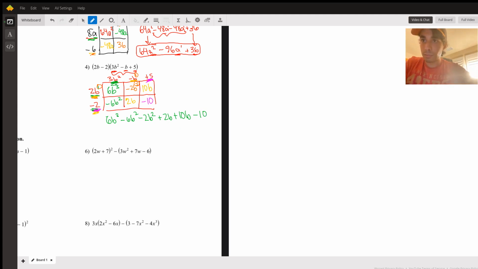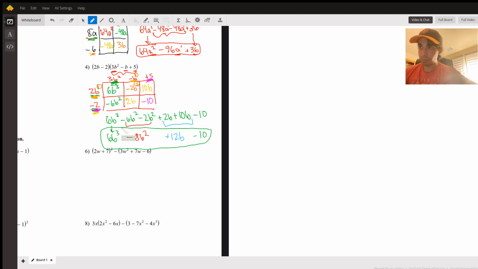All right. Let's look for our like terms. So I see some b squareds right here, and I see a group of b's. All right, so let's combine those. So 6b cubed is going to stay, right? No change here. And then we've got negative 6 minus 2. So that'll be negative 8b squared. And then over here we've got 2b plus 10b. That makes 12b. And then we've got minus 10 hanging out over here. And that is going to be your final answer.